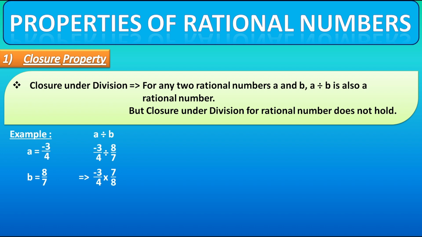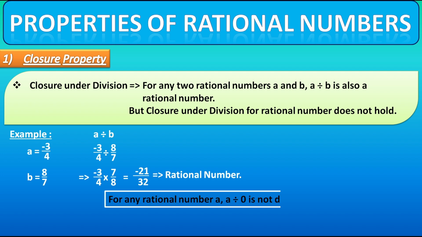Now we have to follow the rule of multiplication. So minus 3 7s are minus 21 and 4 8s are 32. So I got the answer as minus 21 upon 32, which is a rational number. That means we got the answer as a rational number only. But one fact is that for any rational number a, if I divide a by 0, we will not get a rational number. It is not defined.